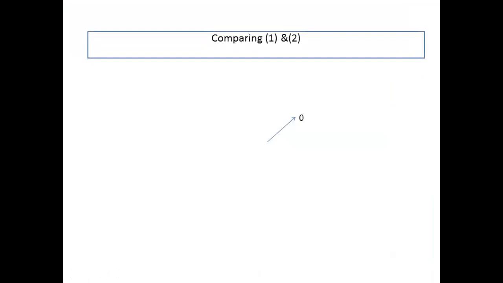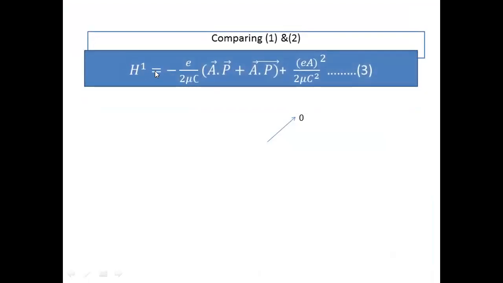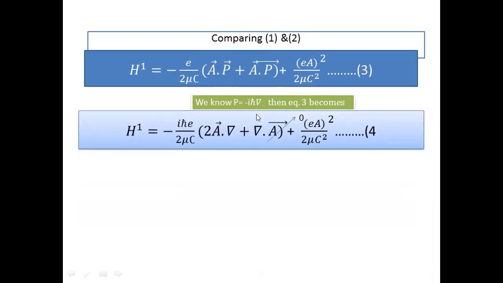After that, comparing equations 1 and 2, we get this expression: H1 equals minus e by twice mu c times (A dot P plus P dot A). This is equation 3. As we know, this is the momentum operator, so the momentum operator P equals minus i h-cut del. Then equation 3 becomes this. Sorry, let me correct this: this is the P dot A, and we operate on this and we get this term.